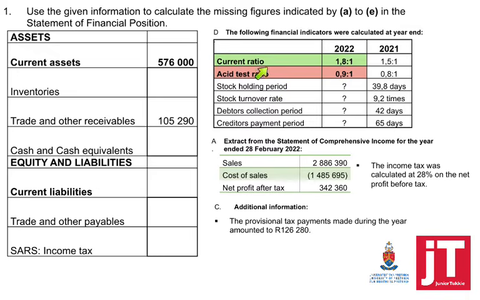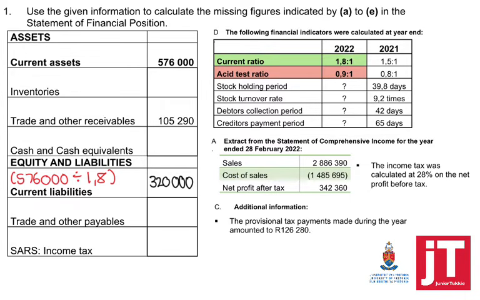We're going to look at what information is given. So they provided us with the current ratio and the asset test ratio. So this means step number 1, I can use the current ratio, which is given to you, to calculate the current liabilities. So to calculate the current liabilities, we need to take the current assets divided by 1.8.